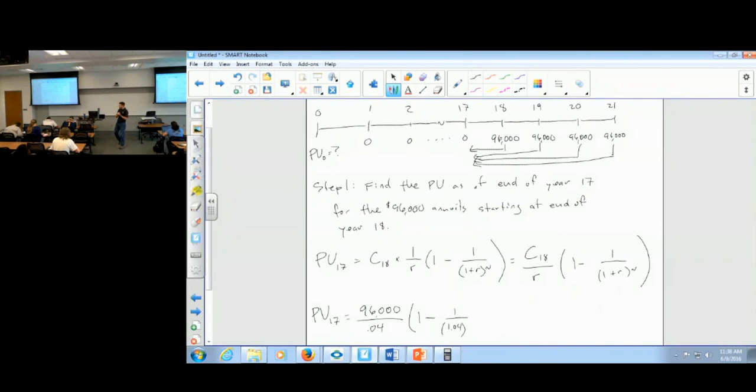You guys remember what n is? It's the number of payments. How many payments are in this annuity? 4. Right, there are 4 payments of $96,000. We're only finding the present value of that 4 payment annuity first.